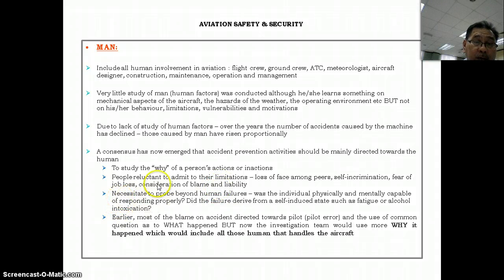It necessitated probing beyond human failures. Was the individual physically and mentally capable of responding properly? Or did the failure derive from a self-induced state such as fatigue or alcohol intoxication? Earlier, most of the blame on accident was directed towards the pilot, or what we call pilot error. The common question used was what happened, but now the investigation team would use more why happened, which would include all those humans that handle the aircraft.